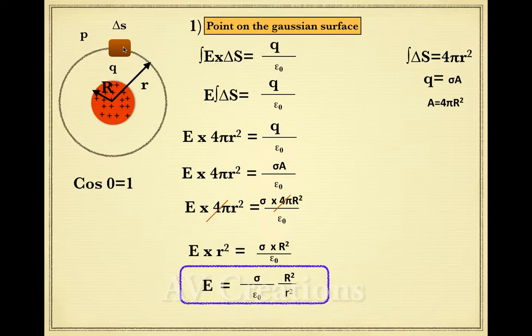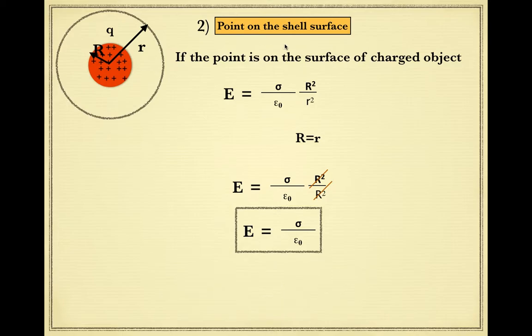Now this point is on the surface of the shell. If the point is on the surface of the charged object, the final equation was E is equal to sigma by epsilon 0 into R square by r square. If the point is here, we can write r equal to R. So the equation becomes E is equal to sigma by epsilon 0 into R square by R square. They will cancel each other, then E is equal to sigma by epsilon 0.